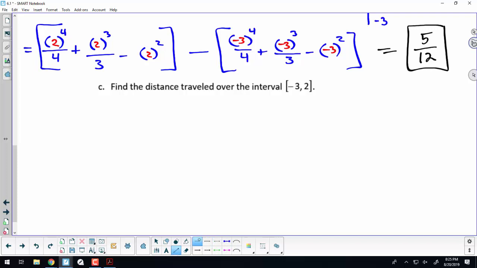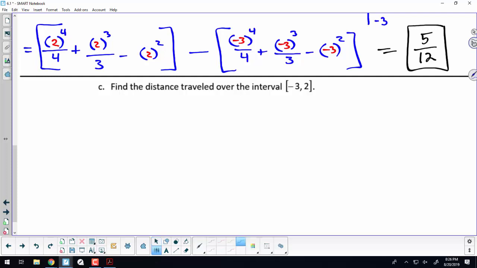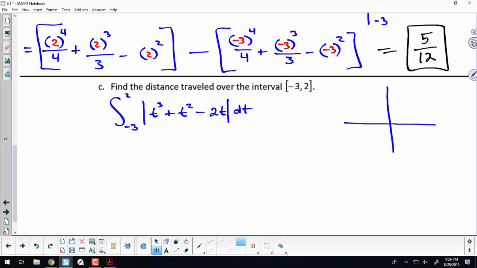I put a line here. Just as a reminder, we're computing the integral from -3 to 2 of the absolute value of our function, t cubed plus t squared minus 2t, dt. Bringing that down.